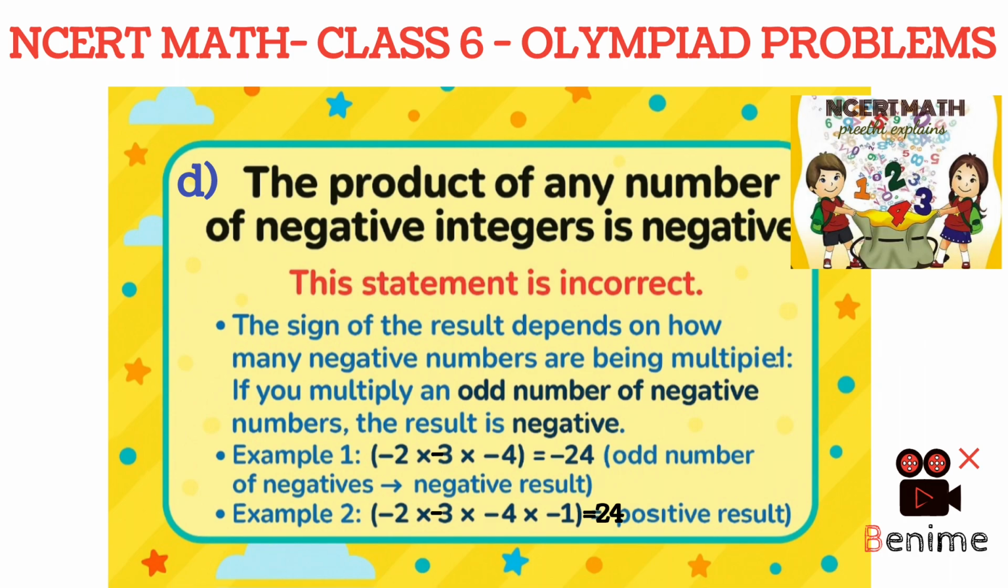So always, the negative or positive sign of the result depends upon the number of negative numbers. An odd number of negatives will give a negative result. An even number of negatives will give a positive result. So keep that in mind before deciding whether the statement is true or false.